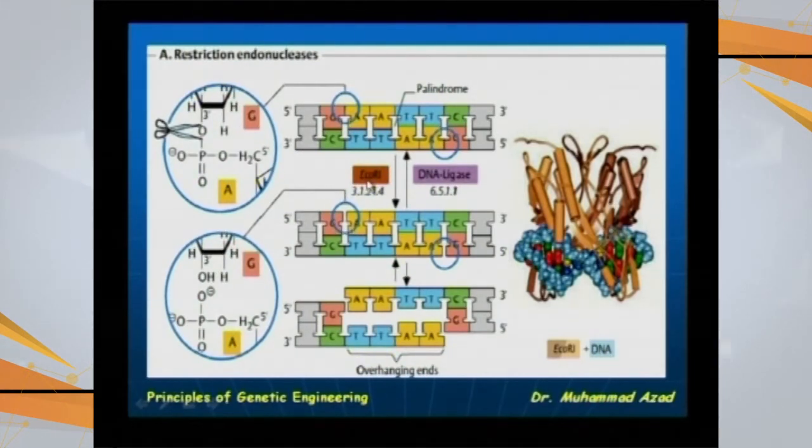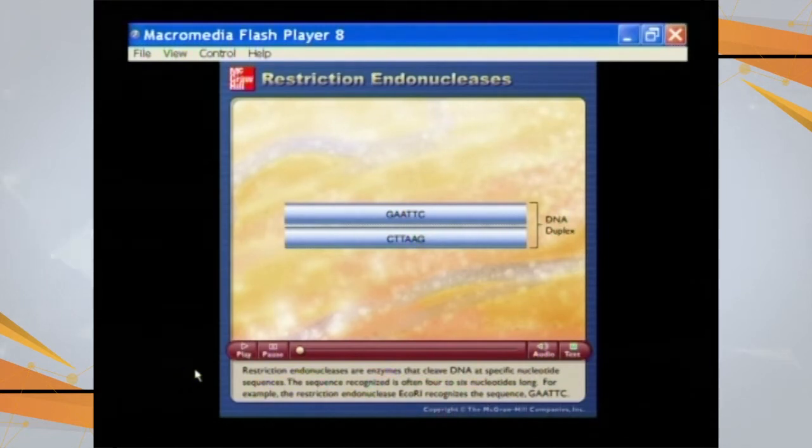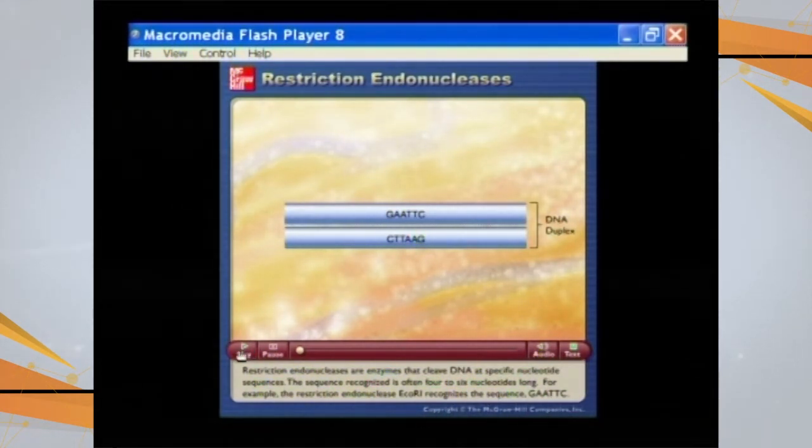Eco is for the bacteria E. coli from which it is extracted, R means restriction and 1 means enzyme number 1, and this is going to cut in this format, so that the fragment with AATTC is going to separate from the fragment which is going to have TTAA.